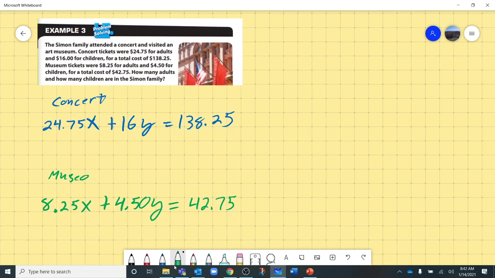24.75 and 8.25. 8.25 goes into 24.75 3 times. So we're going to do that one. We're going to multiply everything in this museum one by 3, and that's going to give us 24.75x plus 13.50y, and that's going to be equal to, so this is a good time for calculator use, because I don't want to do 42.75 in my head.